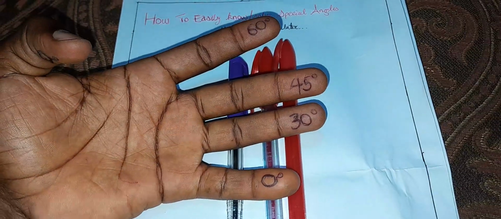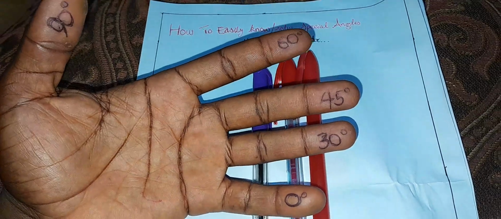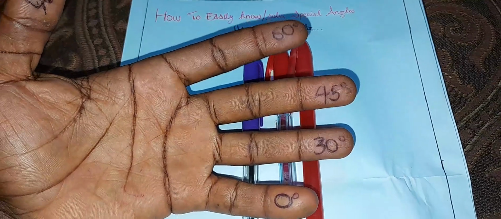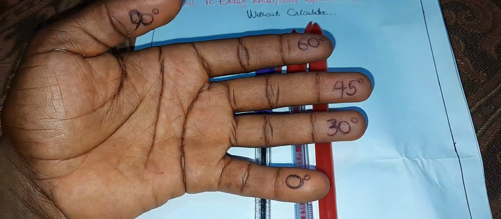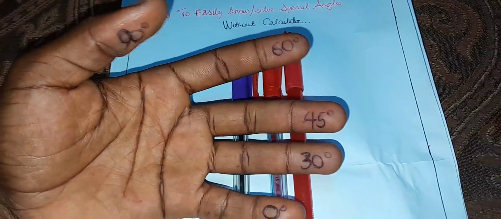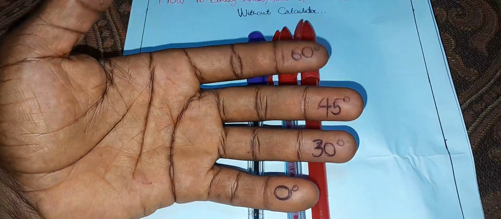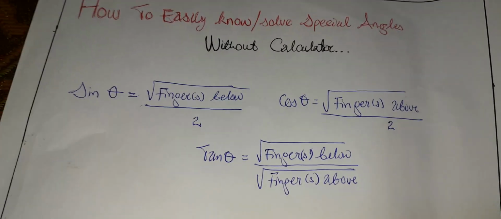So how do I solve or know what sine 0, sine 30, 45, 60, 90, the cos, and the tan are for these special angles? Right, stay tuned. So these are the formulas we'll be using.